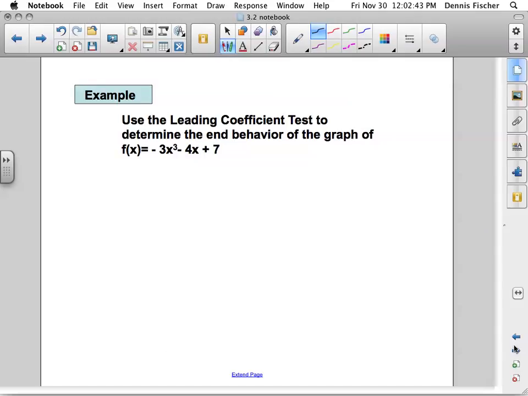Okay, let's look at this equation. Very easy one. Using a leading coefficient test, determine the end behavior of the graph. Let's look at it. What's the highest degree here? 3. The highest degree is 3. We know one side's going up and one side's going down because it's odd. My a is negative, so negative means it's going down to the right and up to the left. So my graph would look something like this.